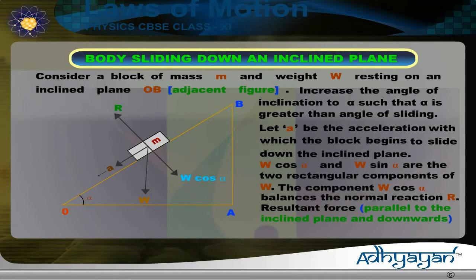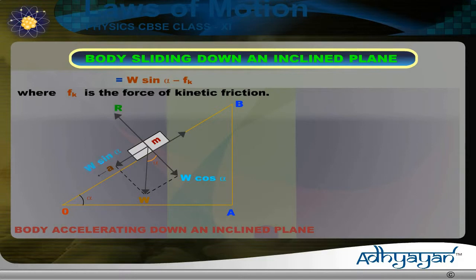W cos alpha and W sin alpha are the two rectangular components of W. The component W cos alpha balances the normal reaction R. The resultant force, which is parallel to the inclined plane and downwards, is equal to W sin alpha minus Fk, where Fk is the force of kinetic friction.